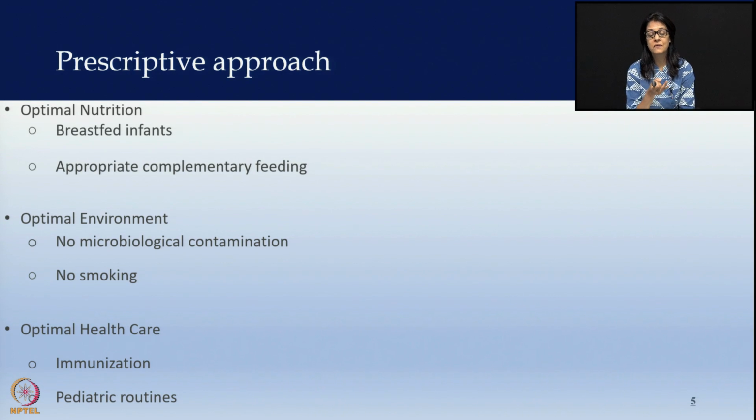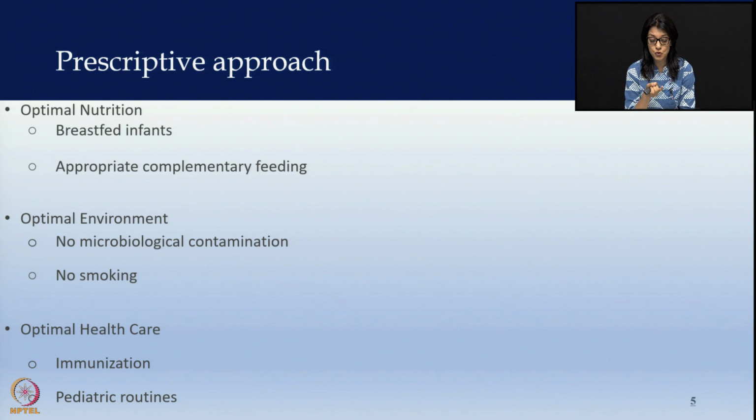There were 3 things which were common for all these children. All were breastfed infants, so optimal nutrition was given, and they had appropriate complementary feeding. Then they had an optimal environment. What do you mean by optimal environment? It means sanitation was good, with no microbiological contamination in the environment. They came from a good background where there was not much problem with sanitation.